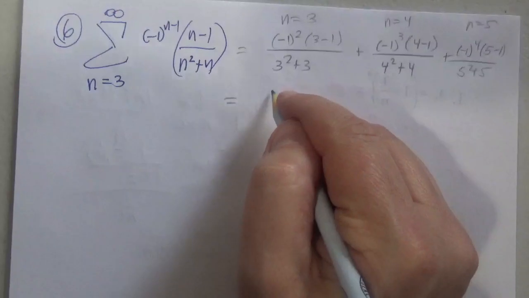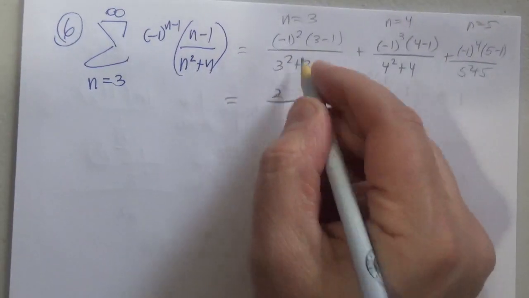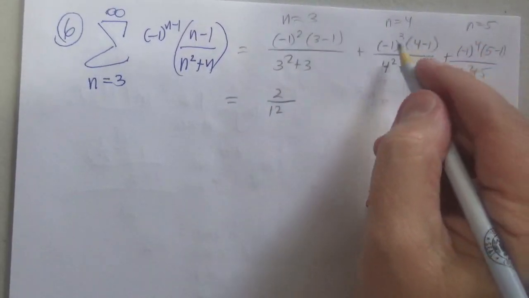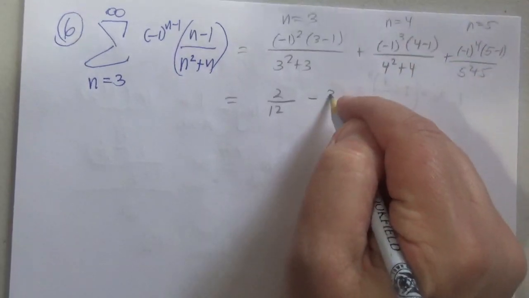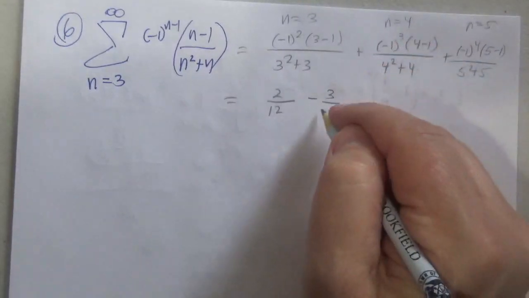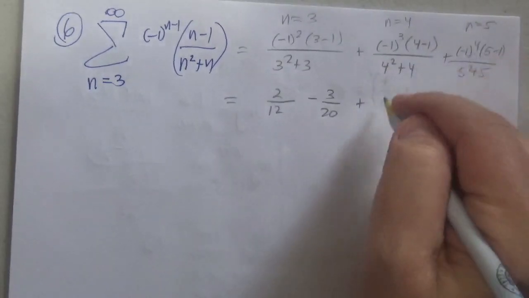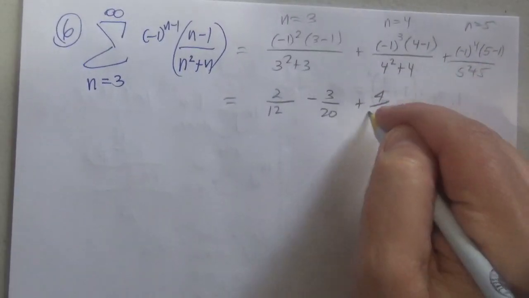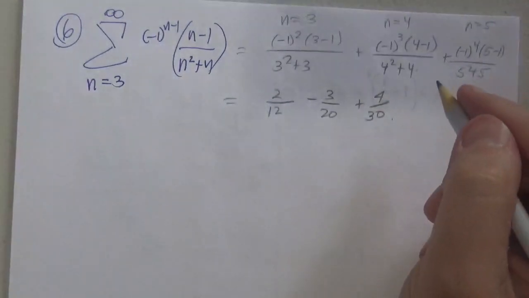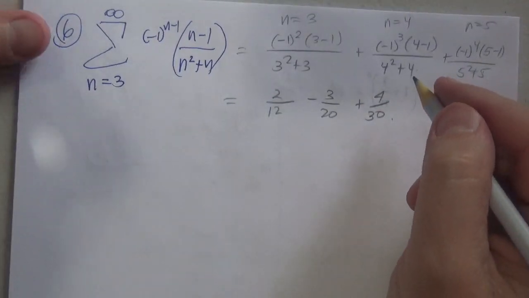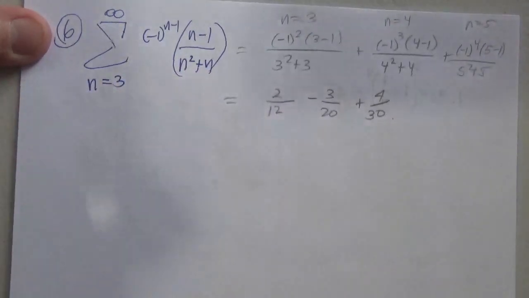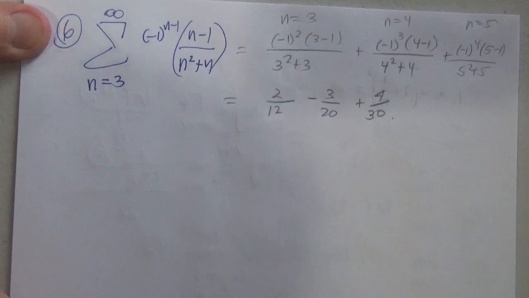So this is a positive 1, so that's 2 over 9 plus 3 is 12. That's a negative 1, and that's 3 over 16 plus 4 is 20. That's a positive 4 over 25 plus 5 is 30. Feels very alternating. So note, if it's an alternating series problem, you don't need to show it's decreasing because I've already assessed that in an earlier problem. Just make sure that you write down that we're going to assume the series is decreasing.